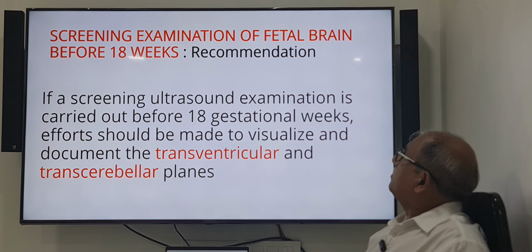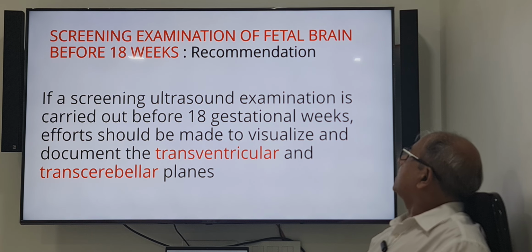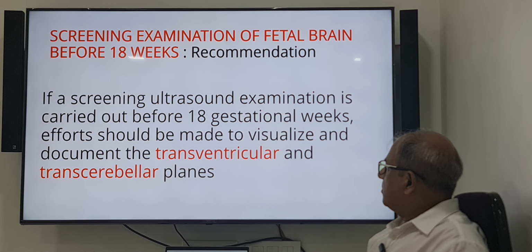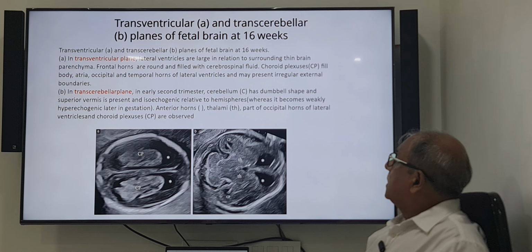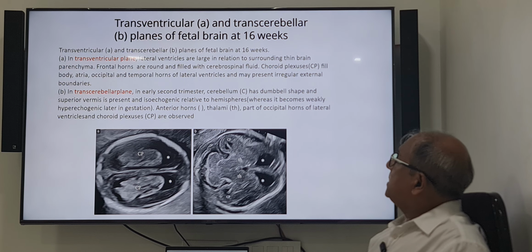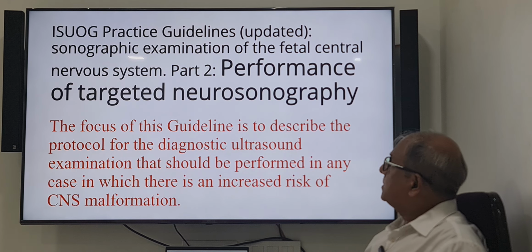Screening examination of fetal brain before 18 weeks: the recommendation is that a screening ultrasound examination is carried out before 18 weeks. Effort should be made to visualize and document the transventricular and transcerebellar planes. Now this is again at 16 weeks what is to be done, because we are reaching as early as possible to know whether things are normal or abnormal. So this is the best way to know the anatomy and embryology.